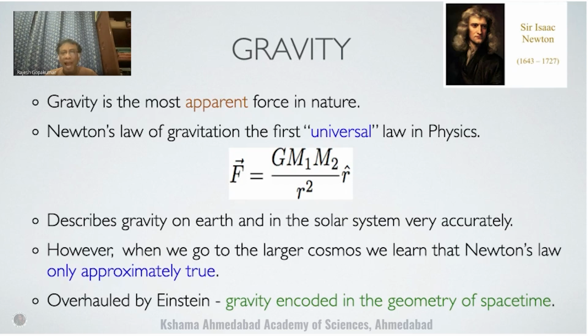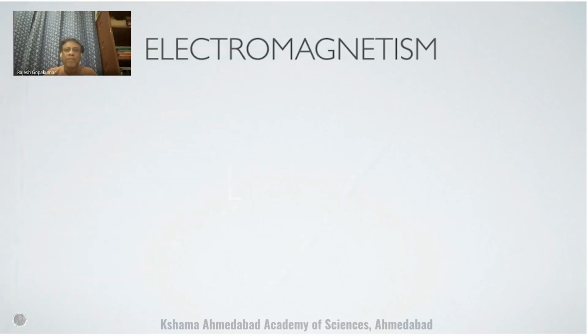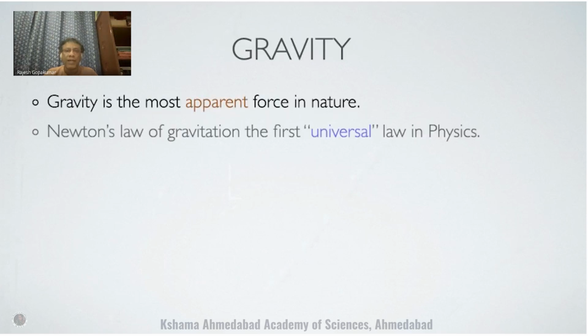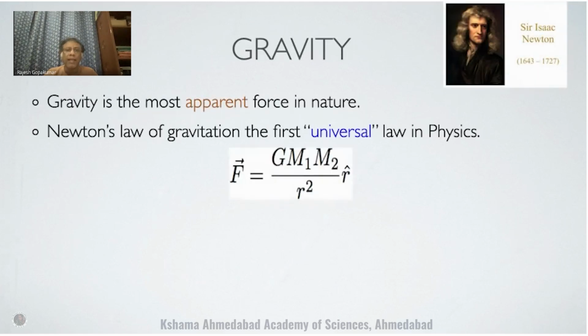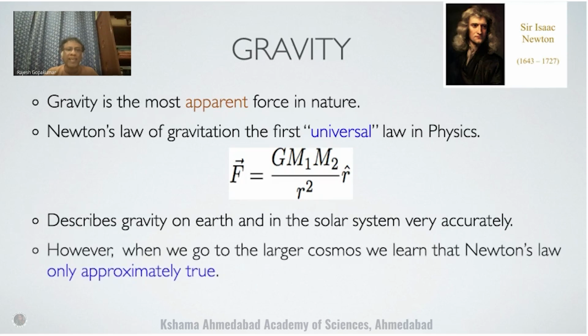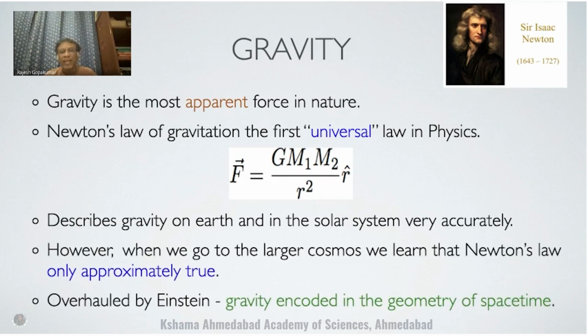And indeed, he had an alternative description of gravity in terms of the geometry of space and time. And so he realized that gravity is in some ways encoded in the curved geometry of space-time. And this is the theory of general relativity.